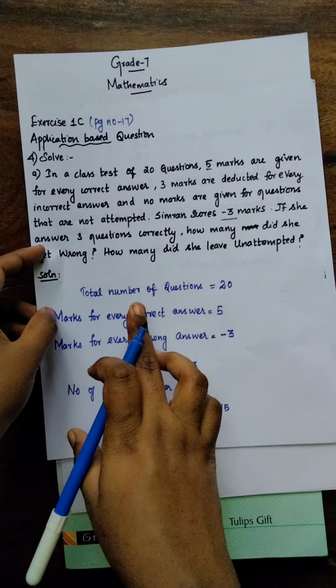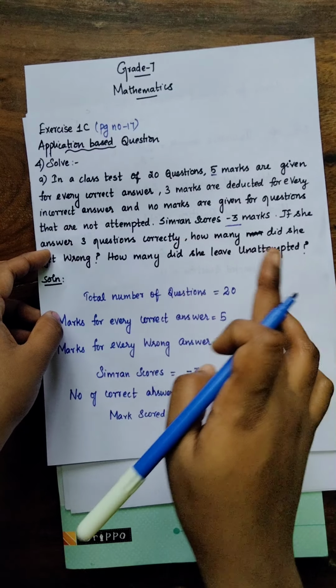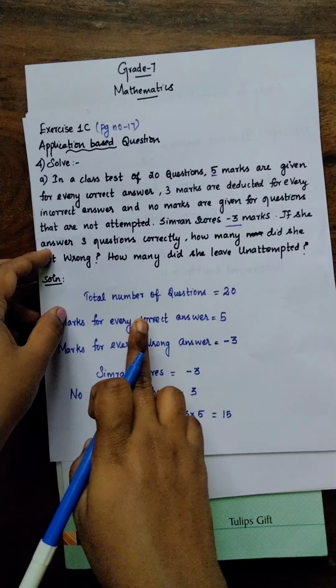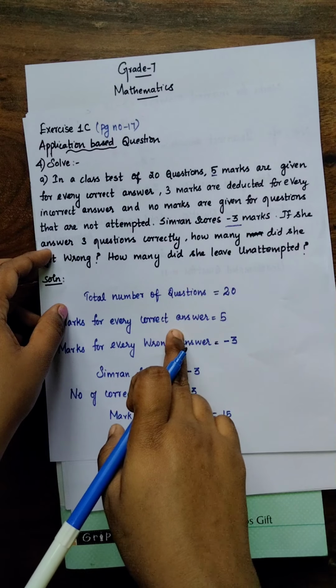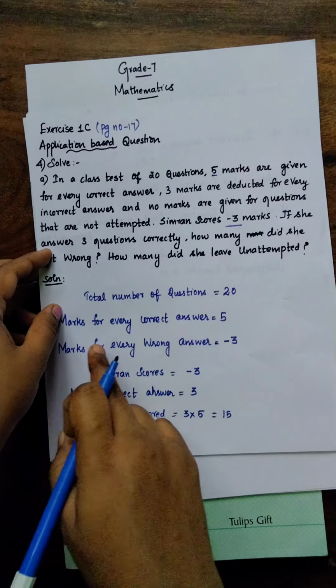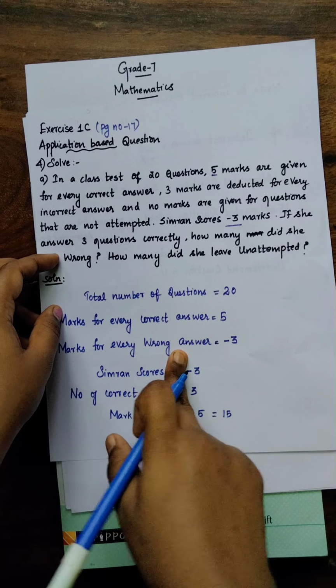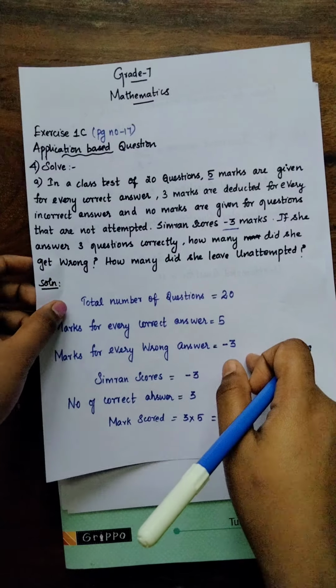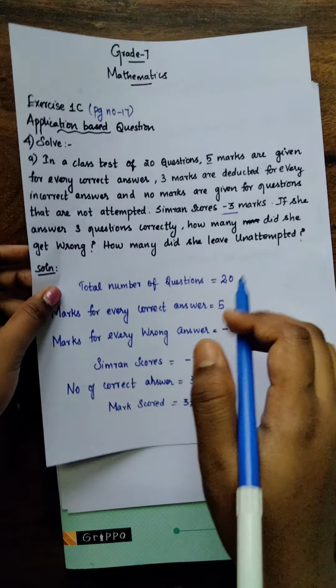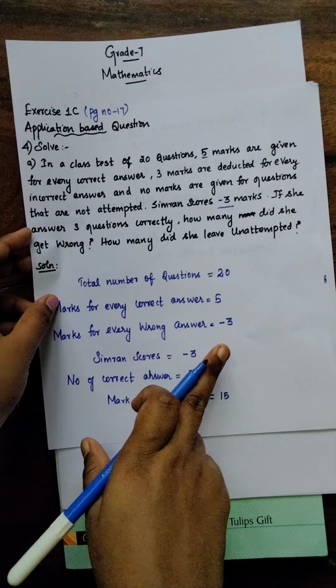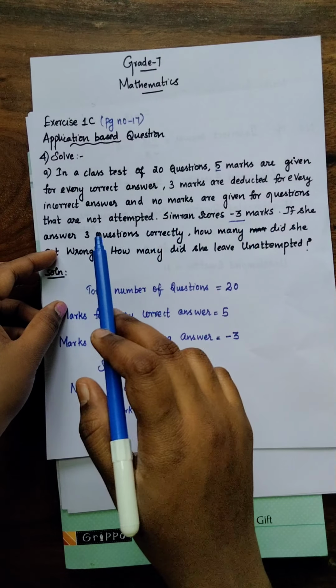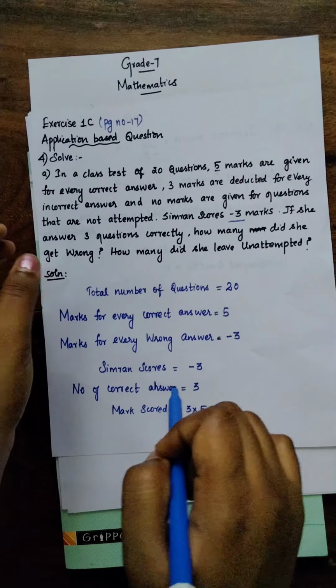Listen carefully. Total number of questions they have given in the question is 20. Then marks for every correct answer is 5. Marks for every wrong answer, they are reducing 3 marks, so I have written it as minus 3. Simran's total mark is minus 3 and she answered 3 questions correctly. So number of correct answers is 3.